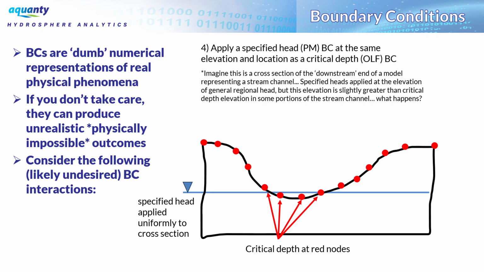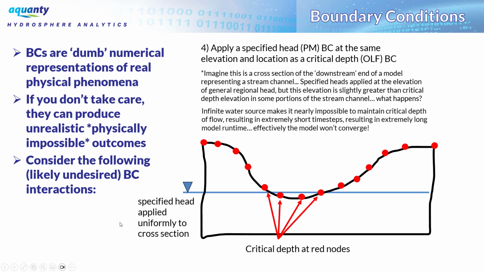Well, if we're not careful, we might apply a specified head and a critical depth boundary condition on the same nodes. So what would end up happening in that situation? Well, you are placing an infinite water source, the specified head boundary condition, right next to a critical depth boundary condition, which is essentially an infinite outlet. It will continue to remove water ad infinitum, depending on how much water there is at that node. So what ends up happening here is your time steps will just get shorter and shorter and shorter.